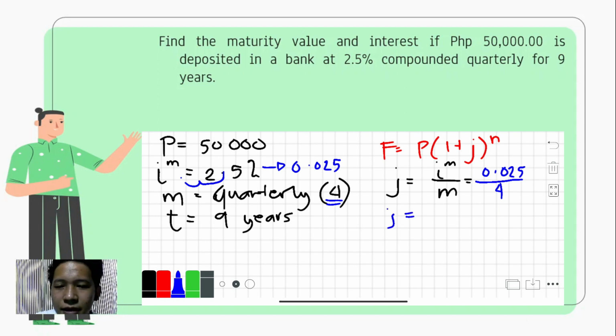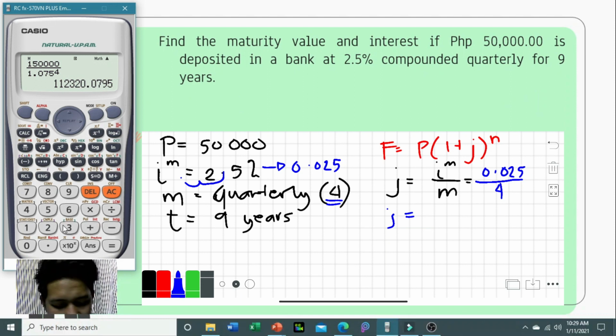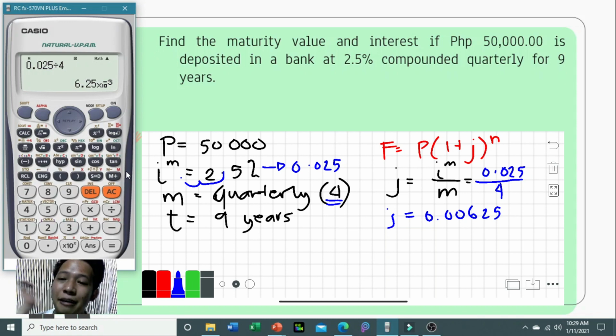Hence, the value of our J would be what? So, using our calculator, that is 0.025 divided by 4, kasi quarterly. So that is 6.25 times 10 raised to negative 3. So that is 0.00625. Okay po? So this will be our value of J. And then, ano pang kulang natin? The value of our N.